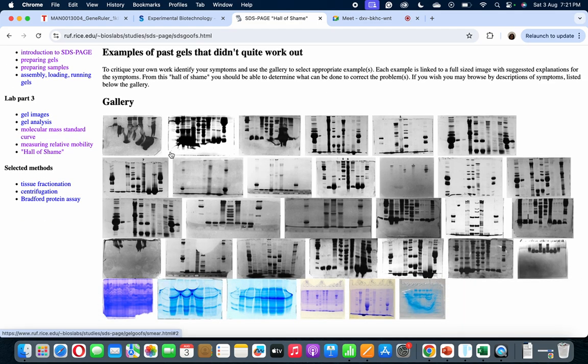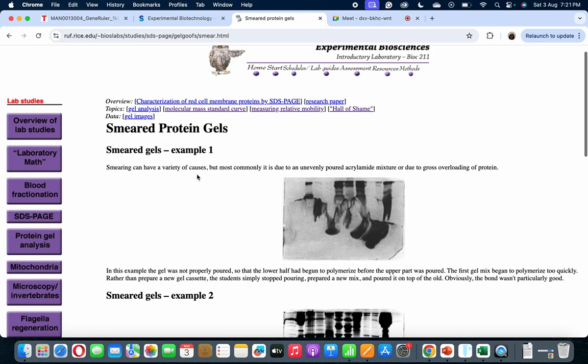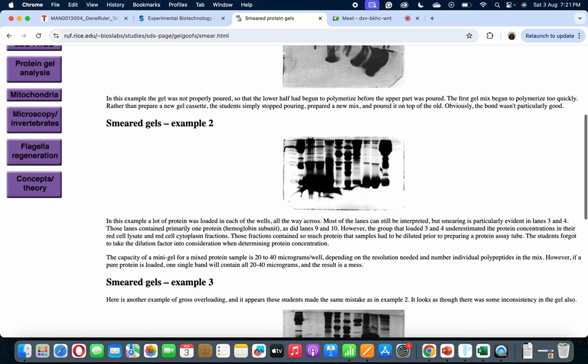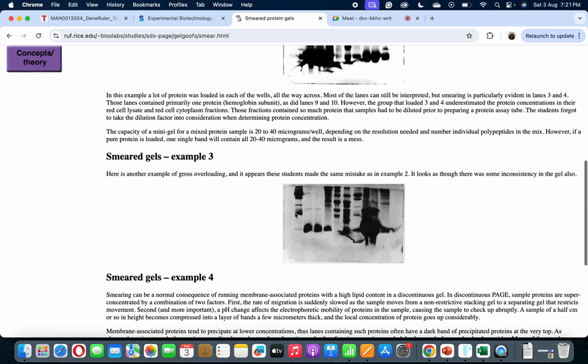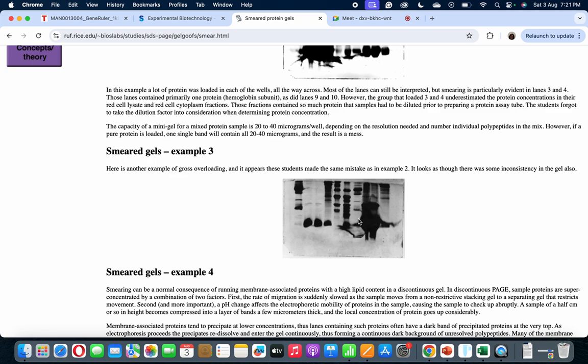Okay. So here you can see some really strange gels, right? Something has gone really badly wrong in this gel. So here they're saying it's a smeared gel. They're saying it is probably due to unevenly poured acrylamide, right? So that means when we were making the gel itself, we made some error. This again is smeared because there is too much protein. So all these bands have literally just smeared together in this gel. Again, here there's just too much protein, so it's just become a big blob.